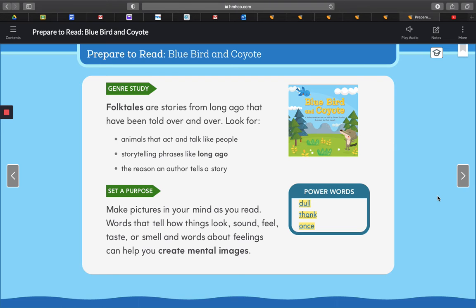So you're going to look for words that tell you how things look, sound, feel, taste, or smell, and then words about feelings. All of these, remember our five senses that we've talked about before, help you create mental images.